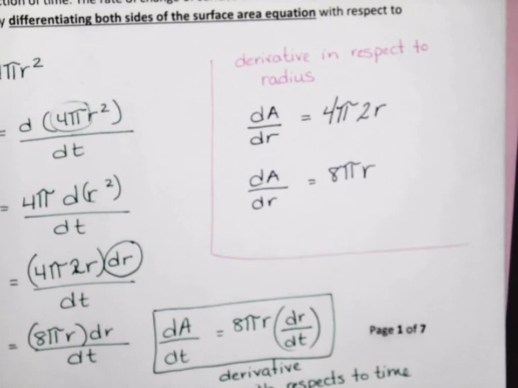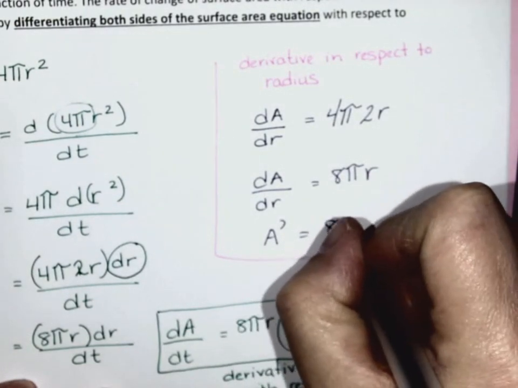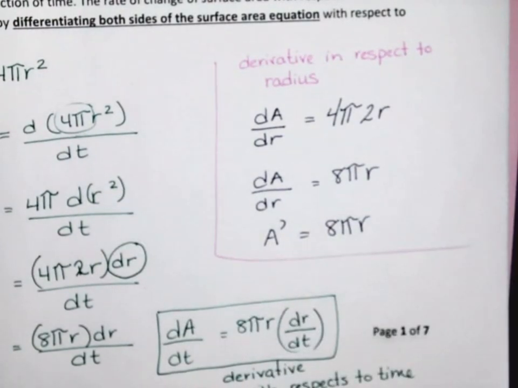Yep. What if the function A is dependent on r? Right, yes. So can we just write A prime equals 8 pi r? You could. Yes, you could have written it as A prime equals 8 pi r, because the radius is related to the area or the surface. Exactly.